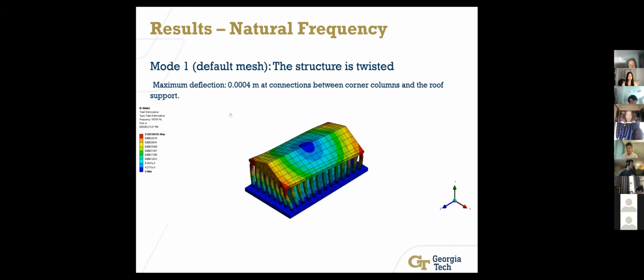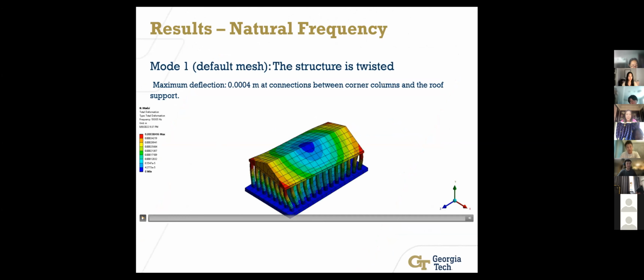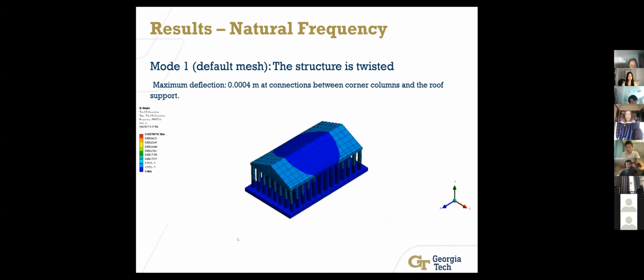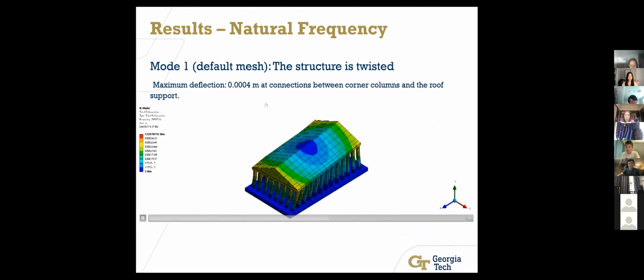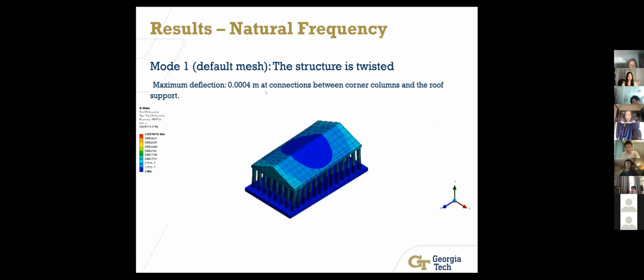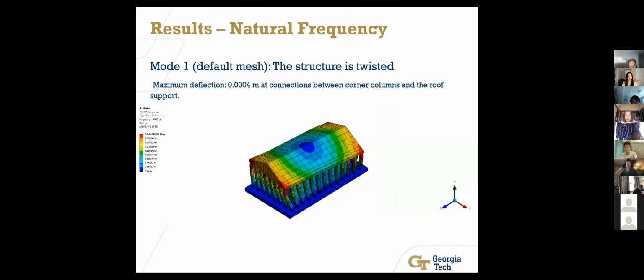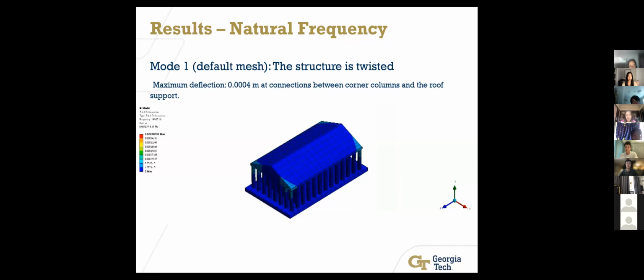And here are the results and discussions. We will first discuss the results of the natural frequency in ANSYS, for which we obtained output for 6 modes using static structural analysis and modal analysis. In the first mode, which is the torsional mode, the structure is twisted. You can see here the maximum deflection is 0.004 meters at the connections between the corner columns and the roof support. If you look at the animation, you can see the red area where the maximum deformation is. It's at the 4 columns near the plate.